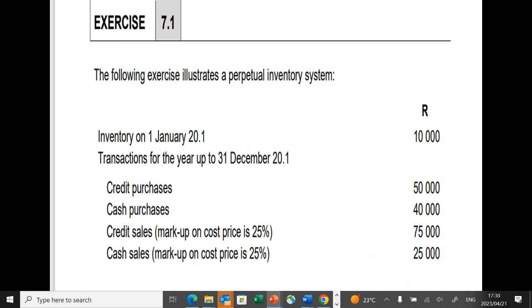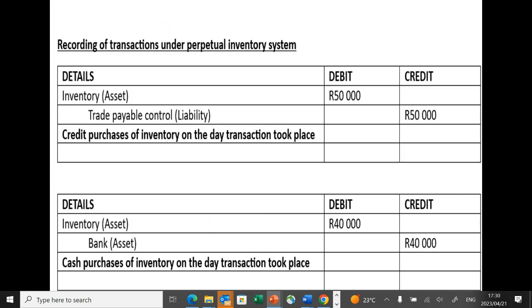We've already spoken about this journal. You're going to credit your trade payable control. Why? Because trade payable control is a liability. You are owing that money. You haven't paid for that. It's a liability, and a liability is increased on which side? On the credit side. Then you will write a narration here: credit purchases of inventory on the day the transaction took place. This is how you will have recorded that, because we said under the perpetual inventory system, the purchase of inventory needs to be recorded directly into the inventory account. That's what we just did here.